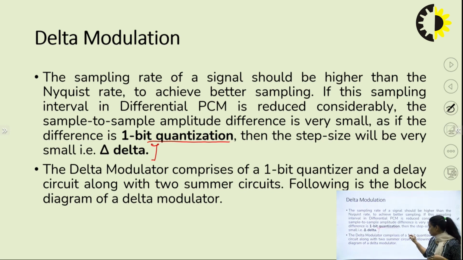So, one of the prominent features of a delta modulator is that it uses a 1 bit quantizer. Like the example I have taken, corresponding to one sample, if 4 bits were to be generated, in delta modulation corresponding to one sample only 1 bit will be generated, as it uses a 1 bit quantizer. And a delay circuit along with 2 summer circuits, right? I'll show you the block diagram.